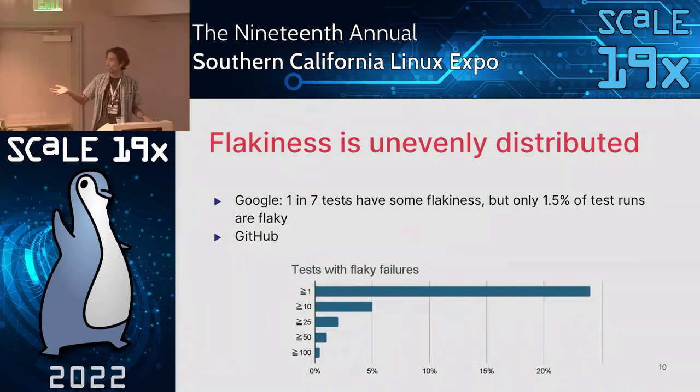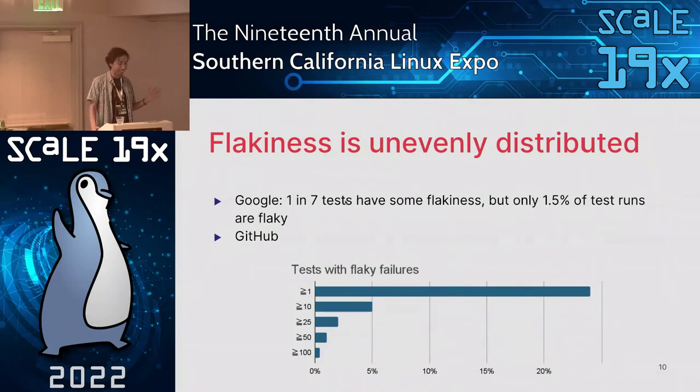GitHub reported the same thing in a slightly different way. That's more sensible. They said in the given time frame, about 24% of the tests have seen failing because of flakiness more than once. There's only about 0.3% of tests that have shown more than 100 failures caused by the flakiness. So that's what's really going on.